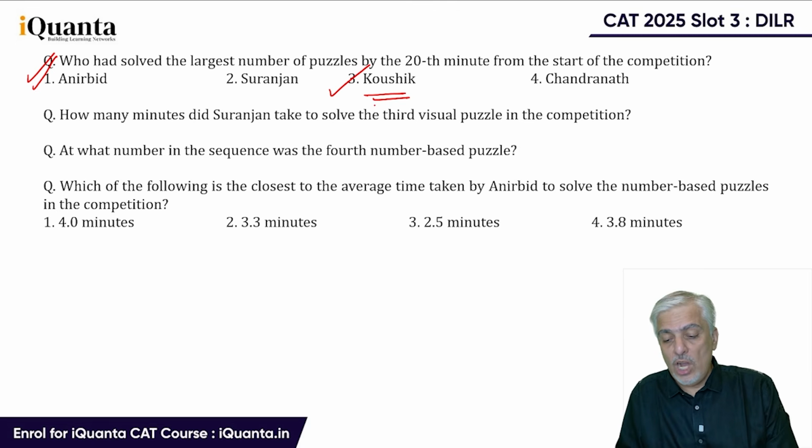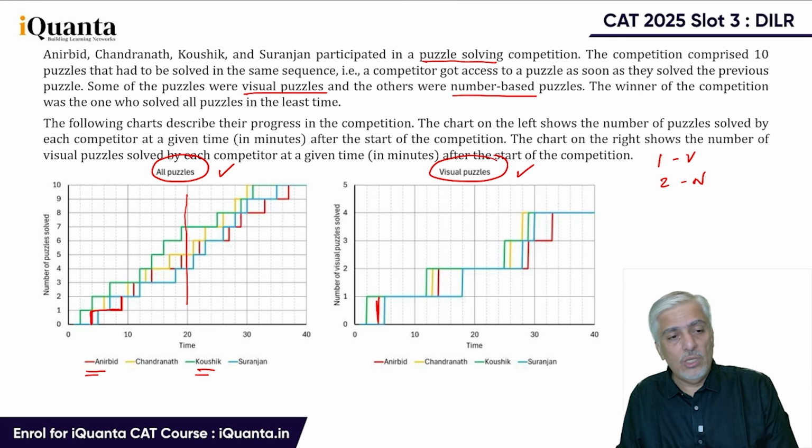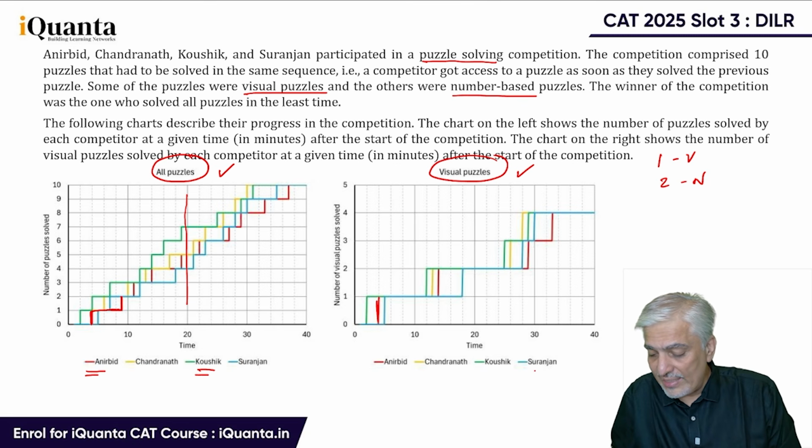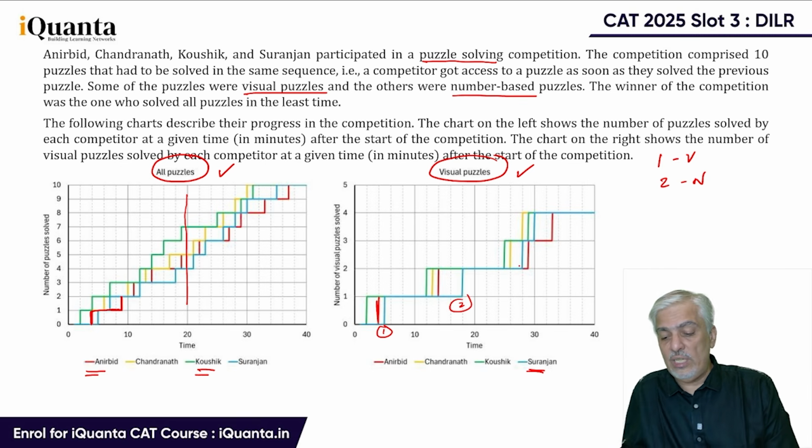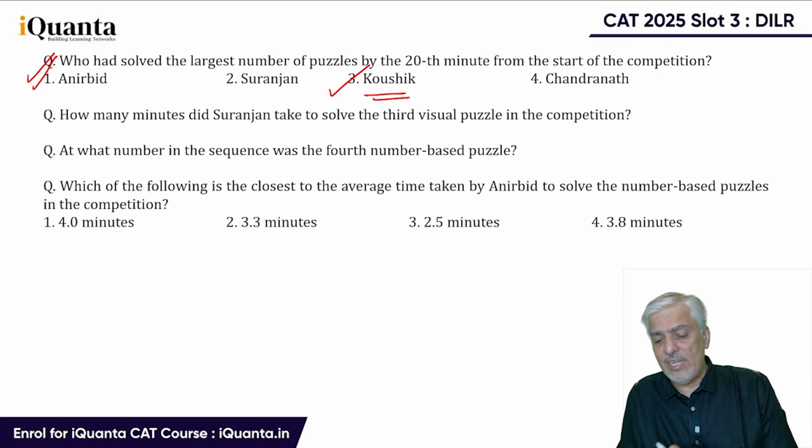How many minutes did S take to solve the third puzzle? Again, not very difficult. Third puzzle, third visual puzzle. Yes, maybe a little bit difficult, or no, I don't know. Only visual puzzles? Yeah. So third visual puzzle for S. I think this also was simple. S was blue. So where is S? First one over here, second one over here, and third one over somewhere over here. But I'll have to go back to even the all puzzle table, and maybe it was not that easy, but we'll have to look at it.